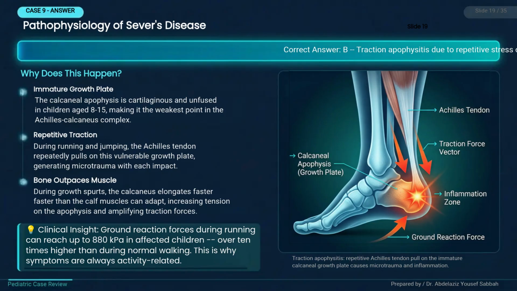Traction apophysitis due to repetitive mechanical stress on the immature calcaneal growth plate. The calcaneal apophysis is cartilaginous and unfused in children aged 8 to 15, making it the weakest point in the Achilles calcaneus complex. During running and jumping, the Achilles tendon repeatedly pulls on this vulnerable growth plate, generating microtrauma with each impact. During growth spurts, the calcaneus elongates faster than the calf muscles can adapt, increasing tension on the apophysis and amplifying traction forces. Ground reaction forces during running can reach up to 880 kilopascals in affected children, over 10 times higher than during normal walking. This is why symptoms are always activity-related.